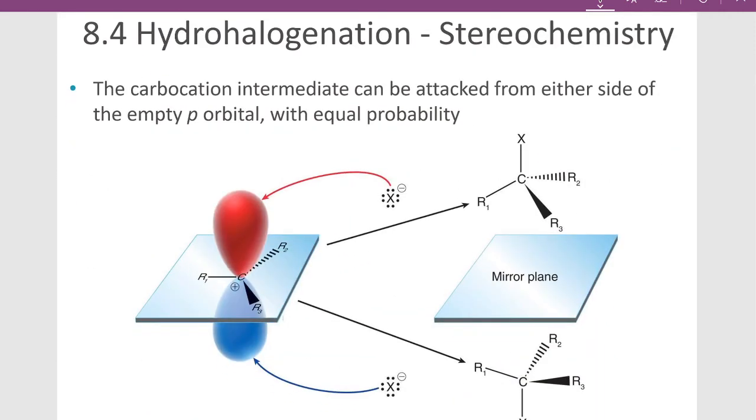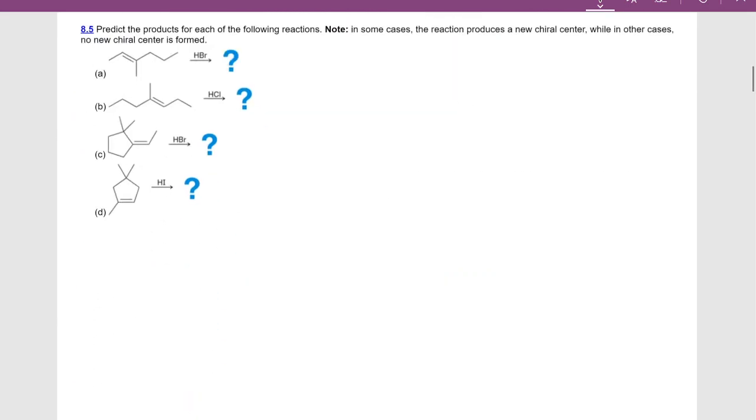And why is this? Because remember, in the first step in that mechanism, we're going to form a carbocation, and the nucleophile is hanging around and can attack from either side. And if it attacks from, in this case, the top side, we get the first stereoisomer. If it attacks from the bottom side, we get the second stereoisomer. So we get a racemic mixture of products.